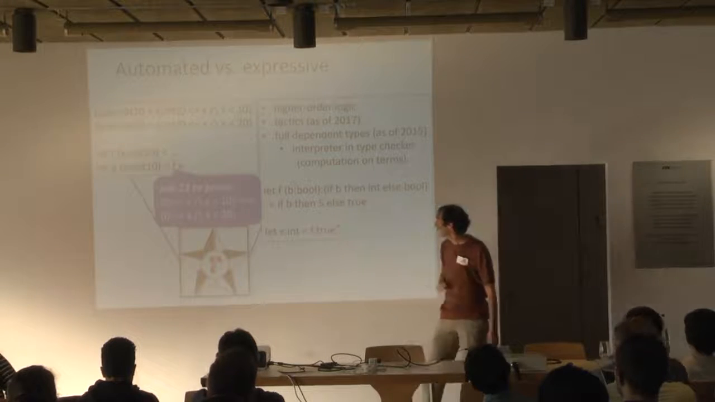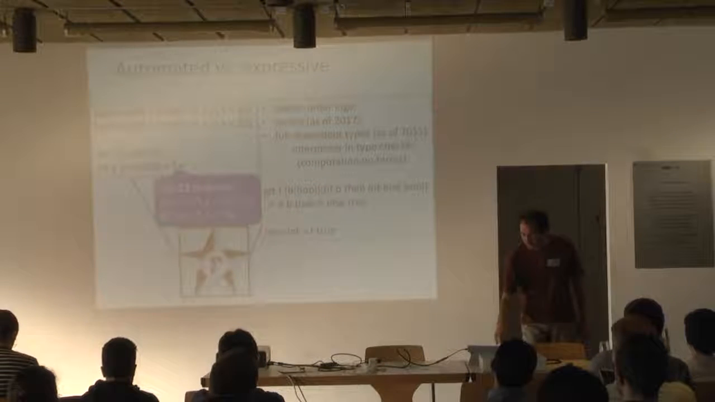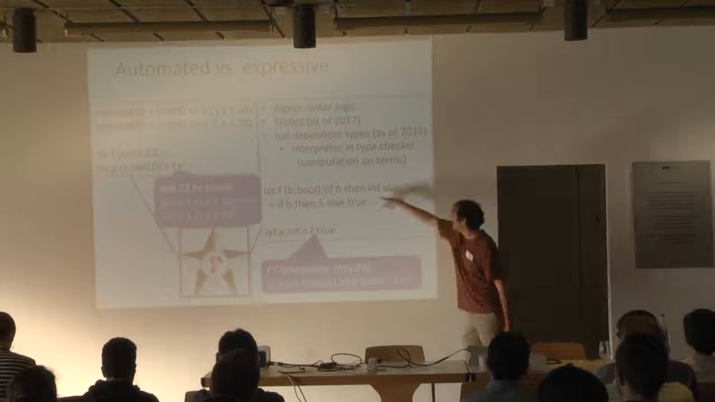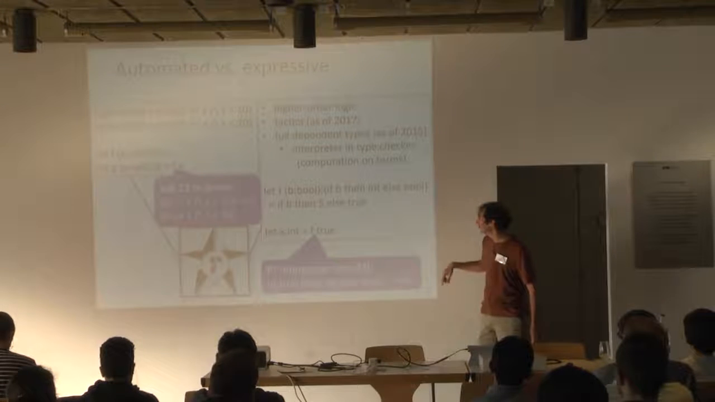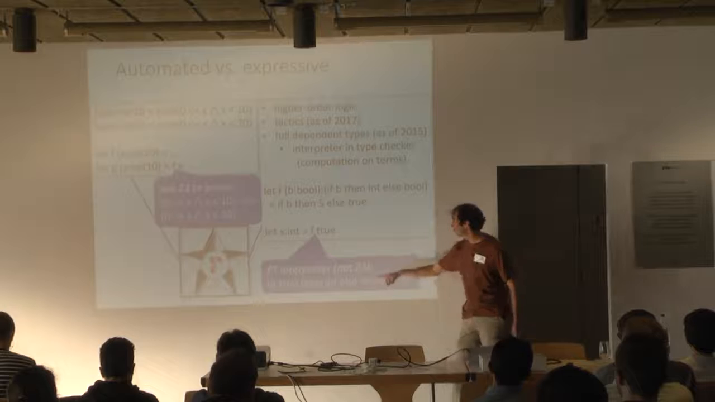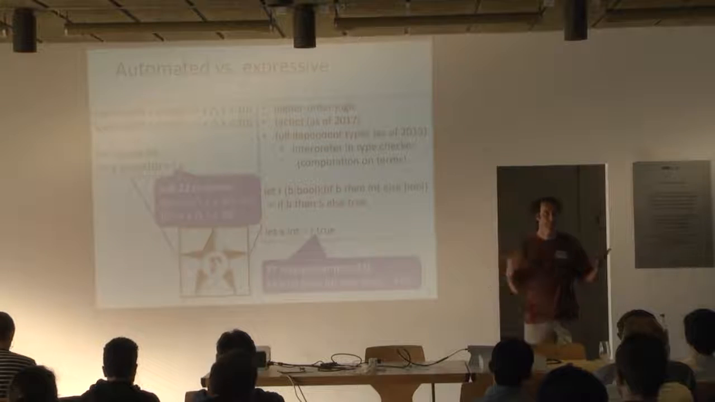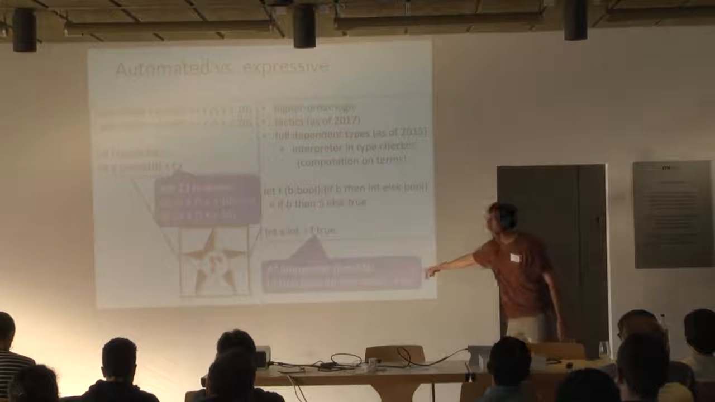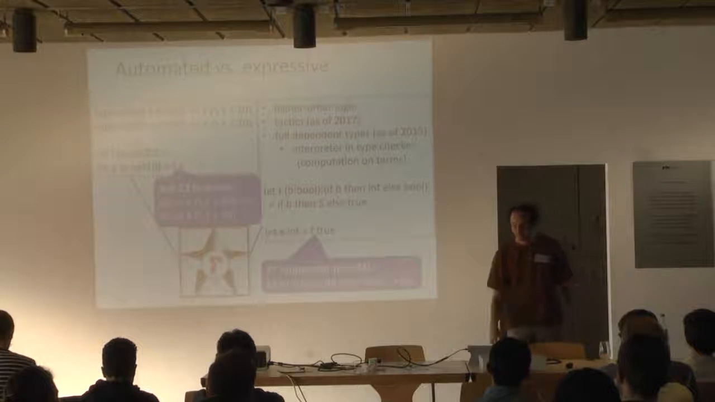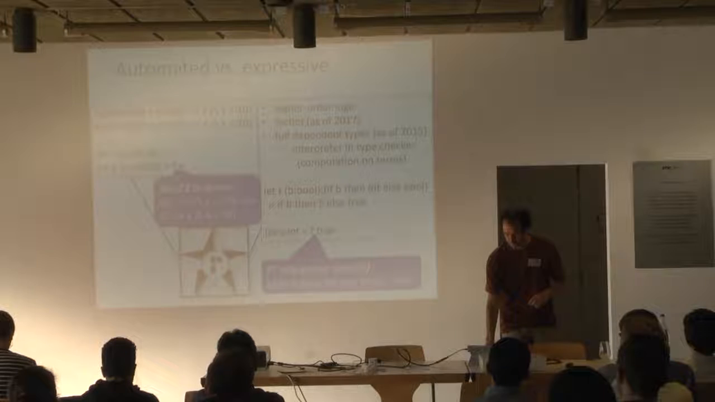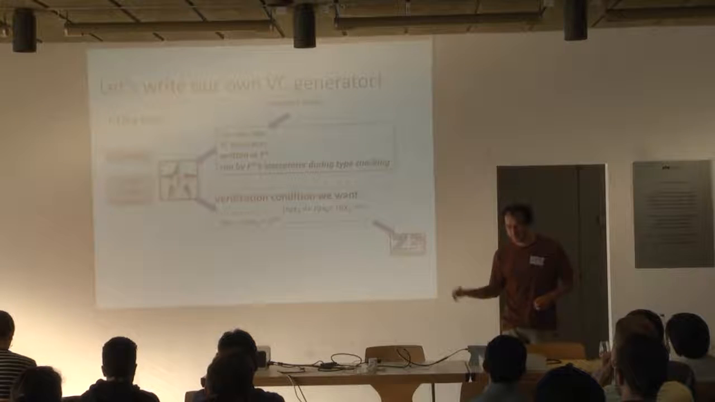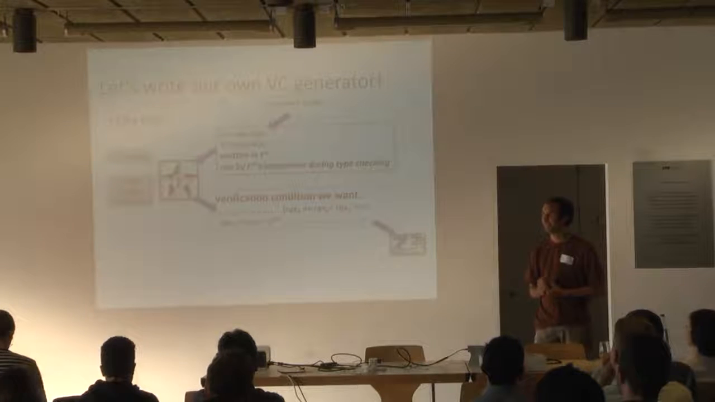When you apply F to a particular argument, say true here, the type system is going to start evaluating this type with true plugged in for B, and it's actually going to run a little interpreter to do this and evaluate this to the type int. So to handle dependent types, F star, like other systems like Coq, has an interpreter built into it. We can use this interpreter. So here's how we actually want to write our own verification condition generator.